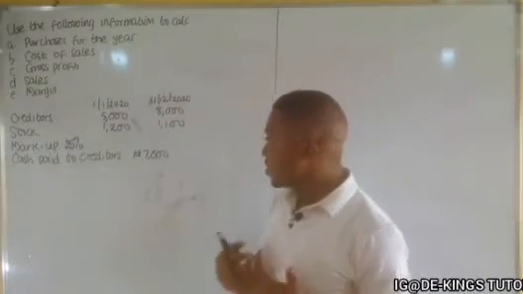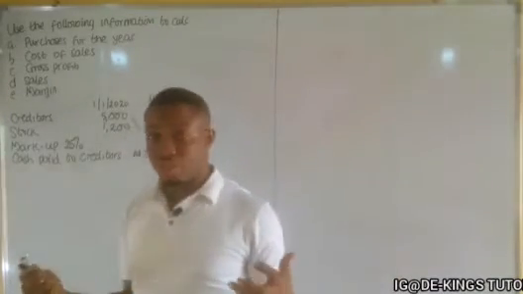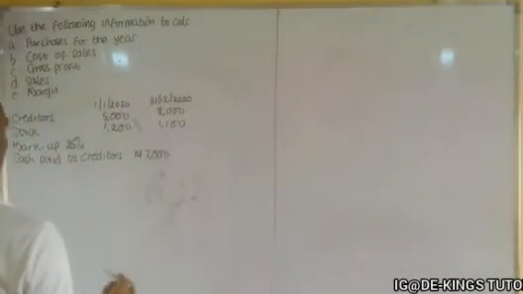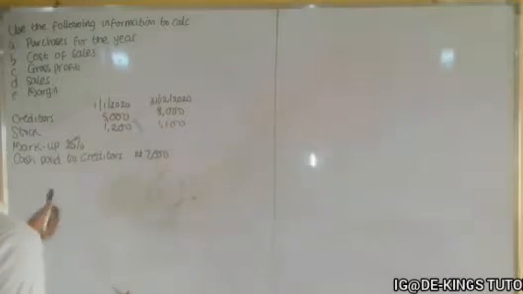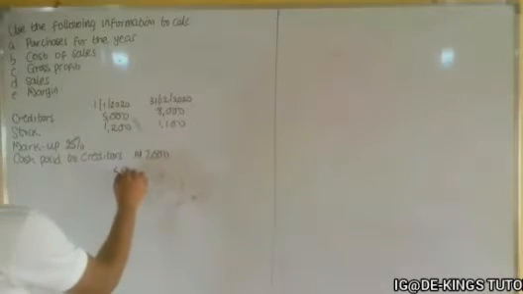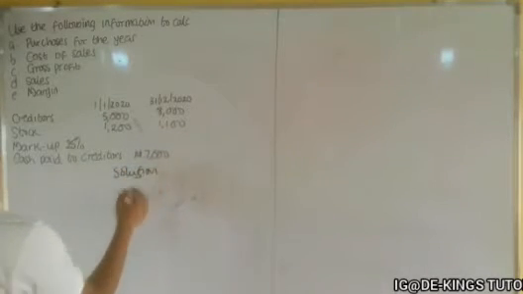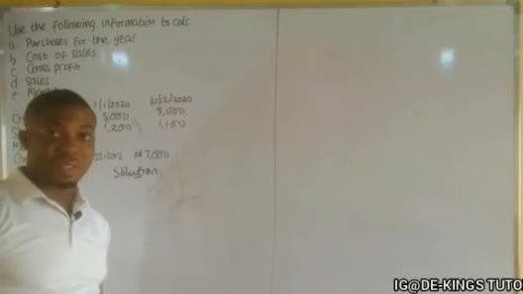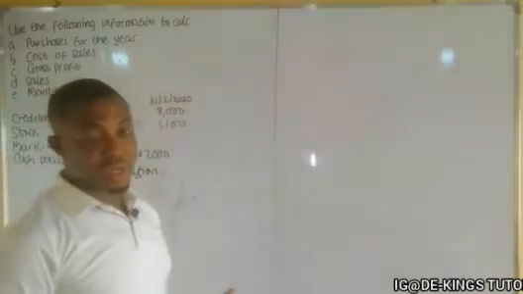Okay, so this is very simple. We have done the introduction part, so please watch that video before this. Now we want to start. The first thing they're asking us to prepare is the purchases for the year. Since we are given creditors, we can prepare the creditors control account.